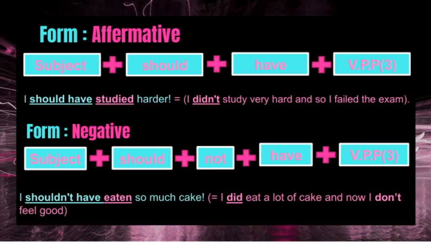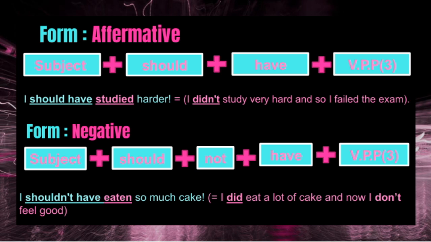First, think about this. "I shouldn't have eaten so much cake." That means I did eat a lot of cake, and now I don't feel very good about it. It's a way to express regret about a past action. Now compare that with "I should have studied harder." Here, it indicates that I didn't study enough, and as a result, I failed the exam. It's a way of saying I regret not doing more in the past.